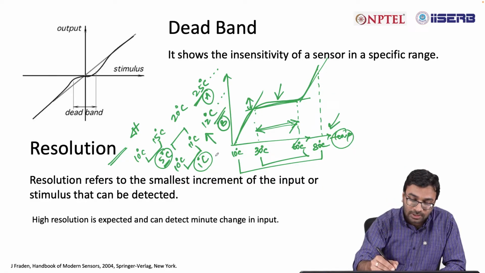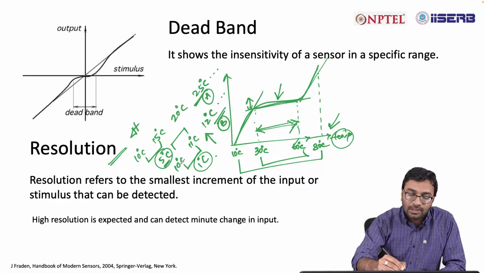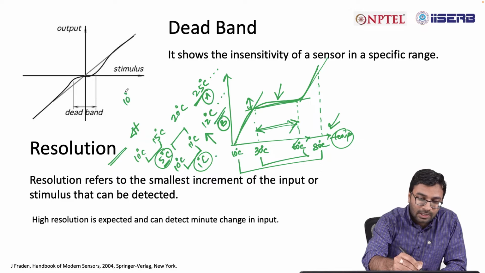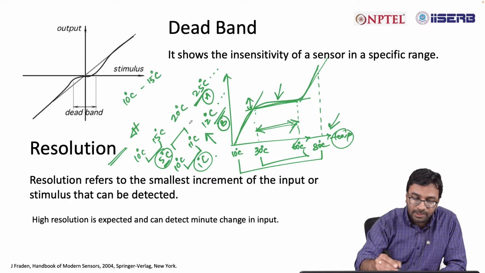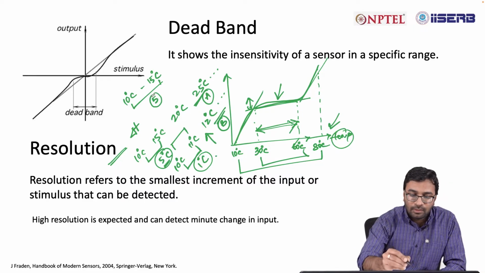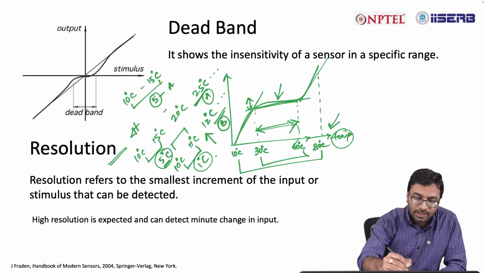So the resolution is higher in this case, because if you consider temperature between 10 degrees centigrade to 15 degrees centigrade, sensor A can detect only a small number of values, and sensor B can detect 5 values, 1 degree change it can detect.